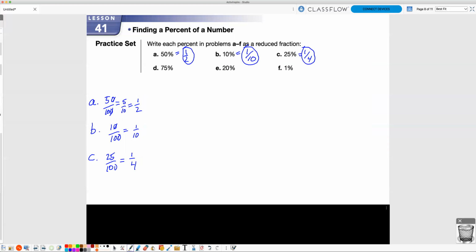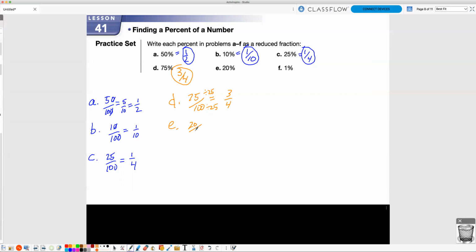Letter D, 75%. And I kind of gave the answer away there. It'd be 75/100ths, but then they're both divisible by 25. You could divide this one by 25, divide this one by 25. You'd end up with 3/4. So letter D would be 3/4 as the reduced fraction. Letter E, 20%.